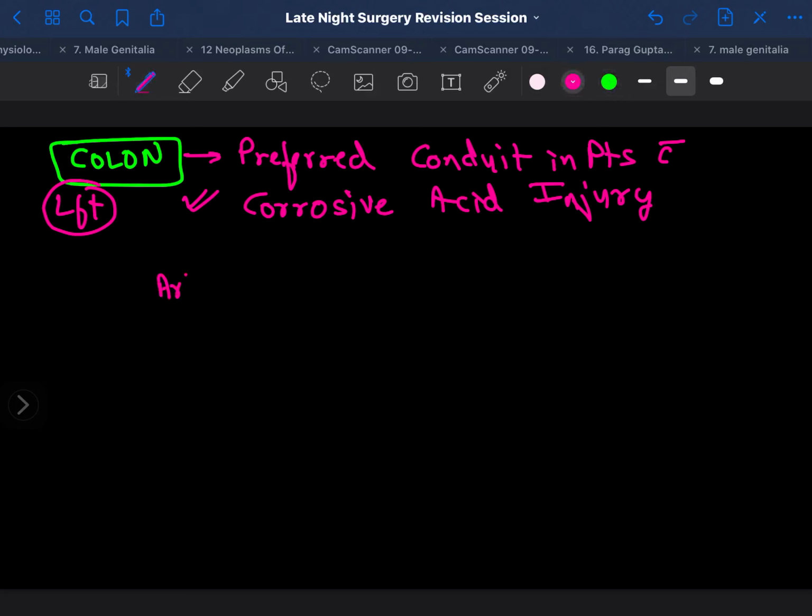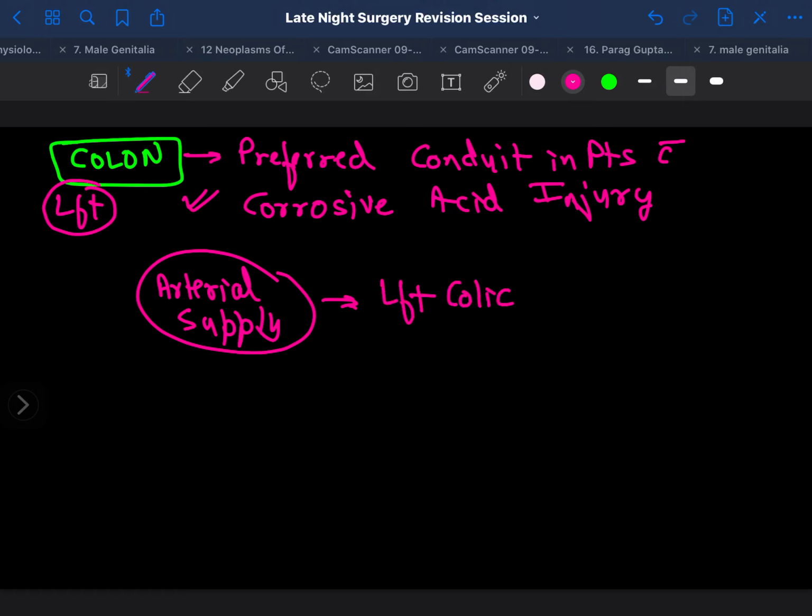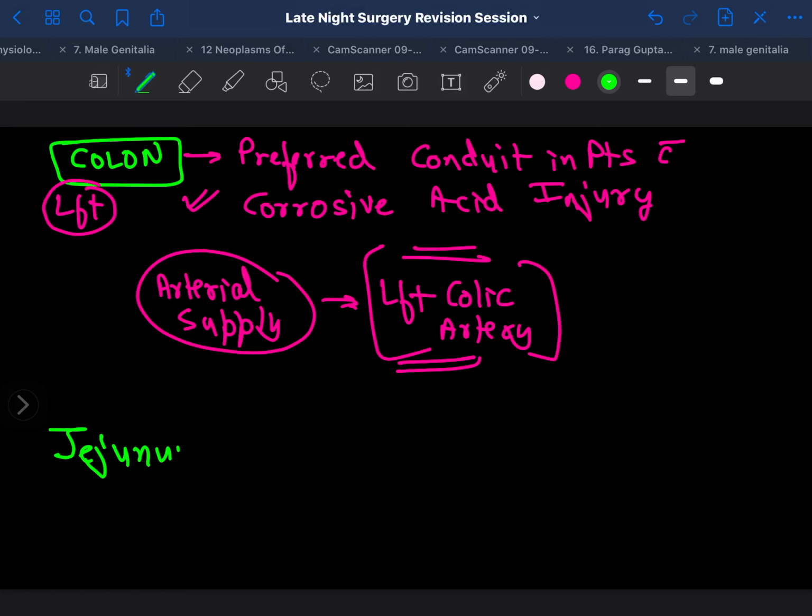Now what is this left colon based on? What is the arterial supply for the left sided colon? The arterial supply is the left colic artery. The left colic artery is what the colon is basically based on as a conduit, right? So that is one thing which you need to understand.